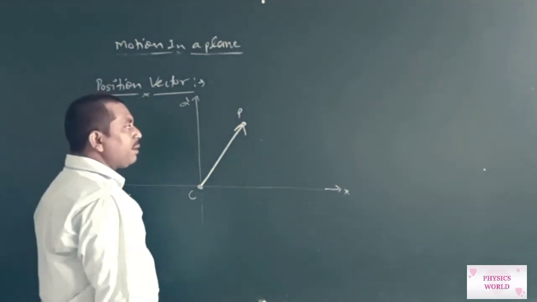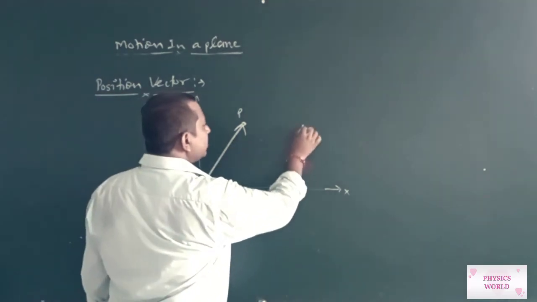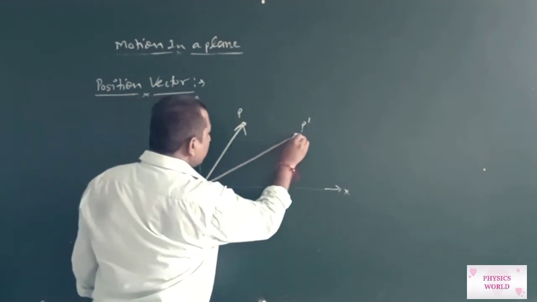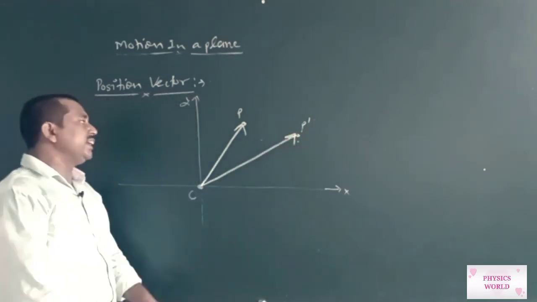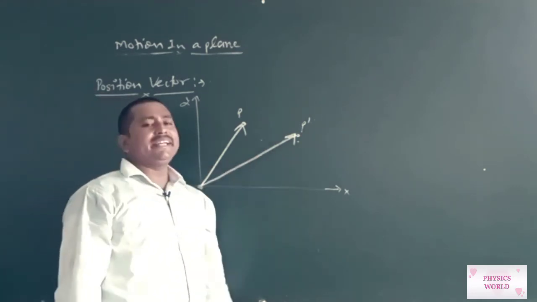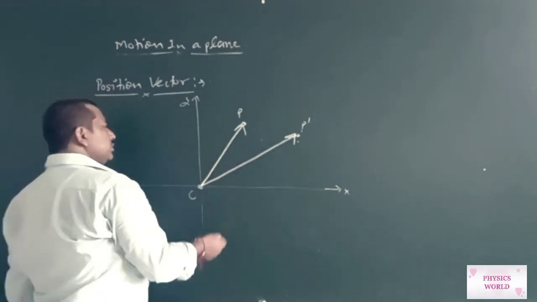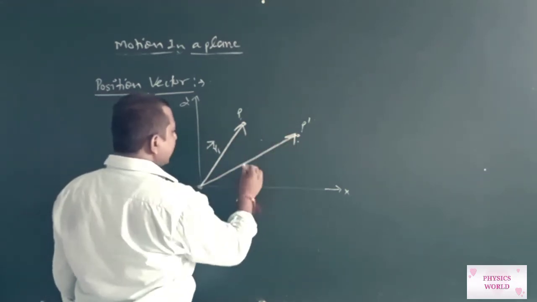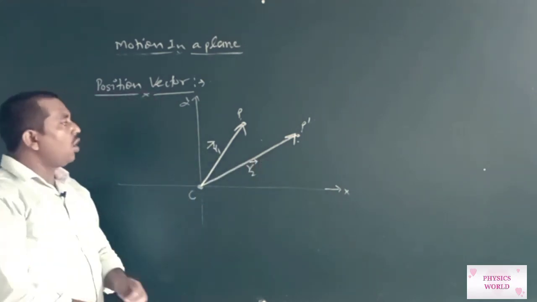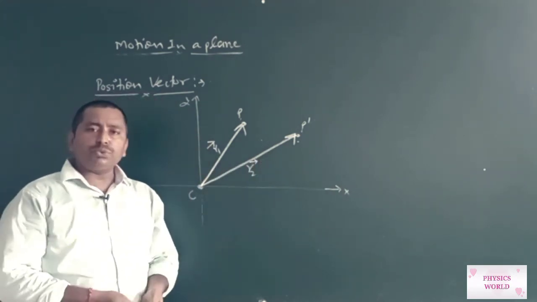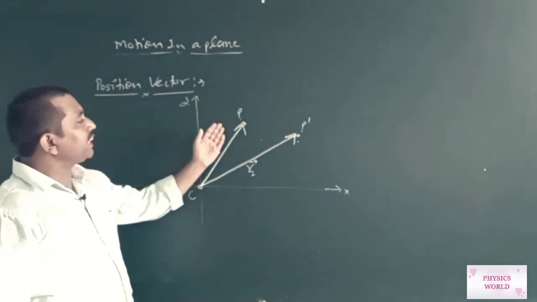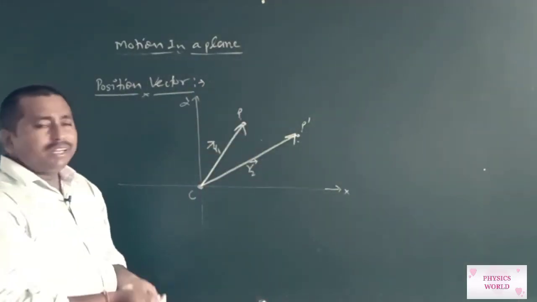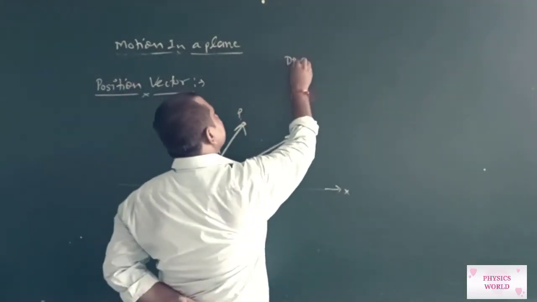So if we talk about another point, suppose P dash, what will be the position vector of this point? It can be represented with the help of a straight line joining O to P dash. Suppose that vector OP is vector R1 and vector OP dash is vector R2. These vector R1 and vector R2 are the two position vectors of two different points in the plane of the board. So let us talk about displacement vector.